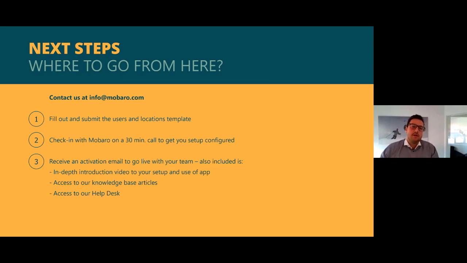We will then send you a few Excel templates for users and locations that you will need to fill out. Based on that, we will load that data into the setup at Mobaro, and we will do a quick check-in with you on a 30-minute Skype or Teams call or whatever, to get things finalized and configured. And then we will be ready to ship activation emails to you and your team.